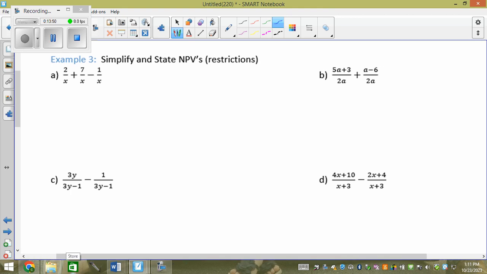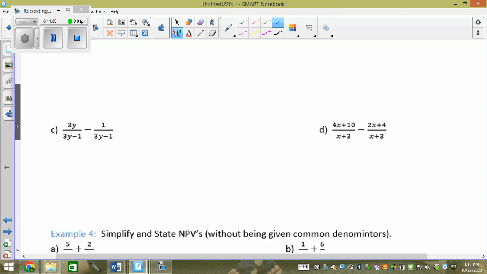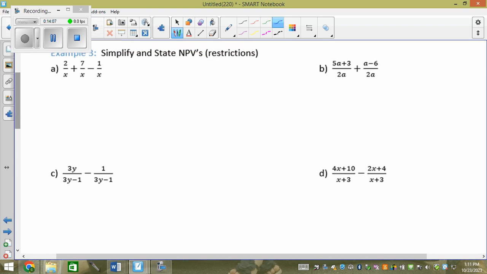Guys, what's the difference between this page and the common denominator questions from example 1? This one has non-permissible values, NPVs. That's it. Okay? So I want you to try A, B, C, and D. You just have a catch. You have to state non-permissible values. So these are all over X. We agree?